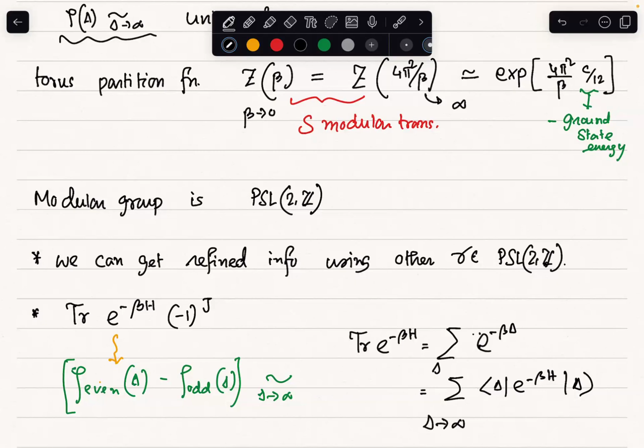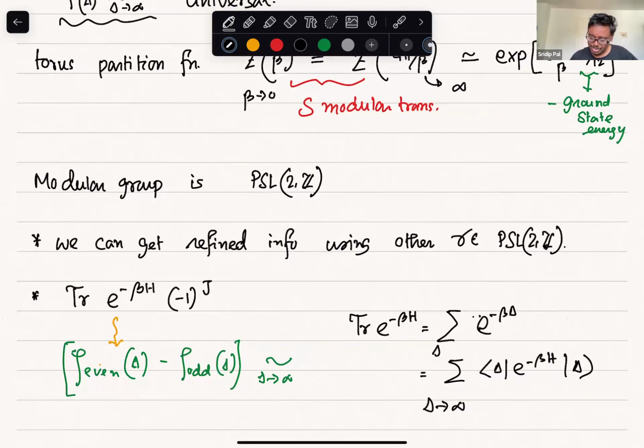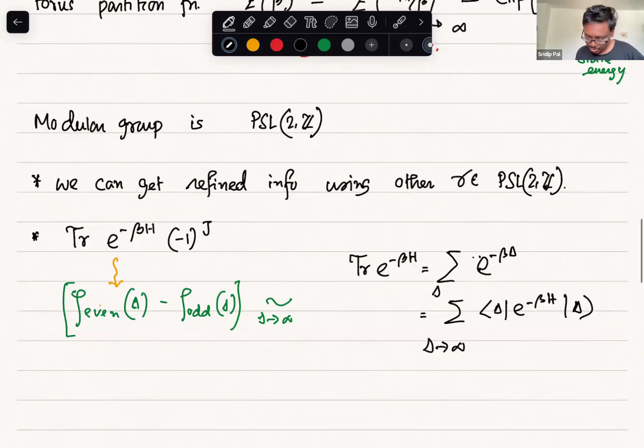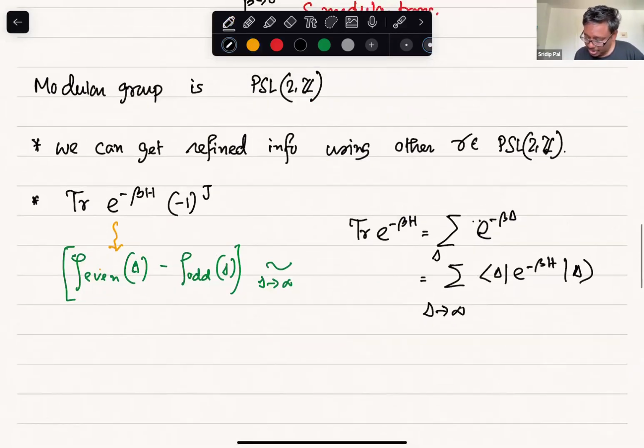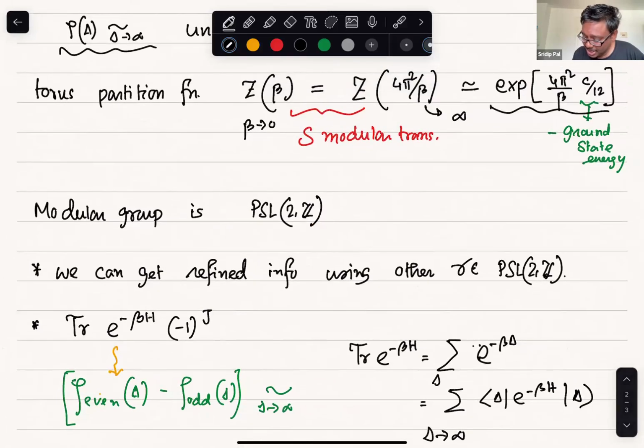And then when you insert (-1)^j, basically you are considering the microcanonical ensemble. Let me back up a bit, then I can explain it better. A proper way to think about this trace e^(-βH) in the microcanonical ensemble, we generally say that in the β going to 0 limit, I have this expression here. And if I do an inverse Laplace, I get ρ(Δ).